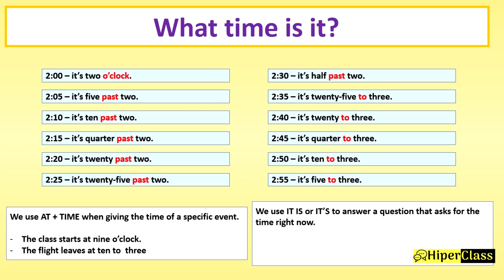We use it is or it's to answer a question that asks for the time right now. What time is it? It's 4:30. What's the time? It's 20 to 5. Cuando nos preguntan por la hora, respondemos con it is o it's seguido de la hora. Por ejemplo, what time is it? ¿Qué hora es? It is 4:30. Son 30 minutos pasados de las 4. What's the time? ¿Qué hora es? It's 20 to 5. Son 20 para las 5.